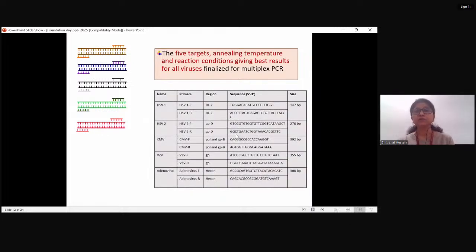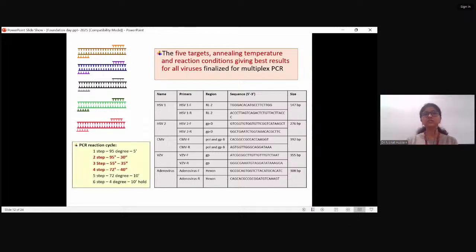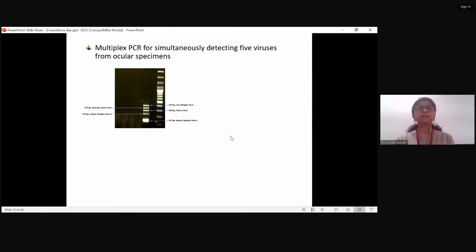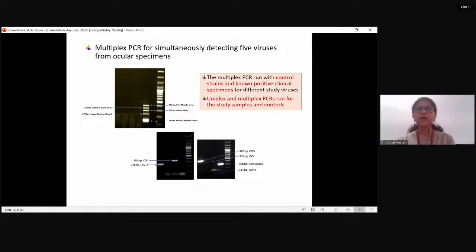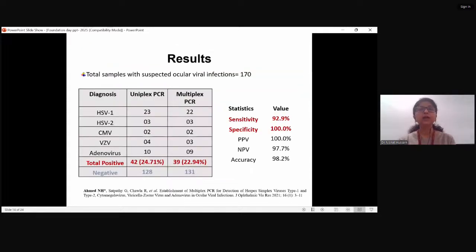These are the primers of the 5 targets which were finalized, and these were the reaction conditions which we used for the multiplex PCR. And this is the multiplex PCR in which all the 5 viruses which we're looking for could be obtained in a single reaction. Next, the multiplex PCR was again run with control strains and known positive clinical specimens for different study viruses. And then we did uniplex and multiplex PCRs for the study samples and controls.